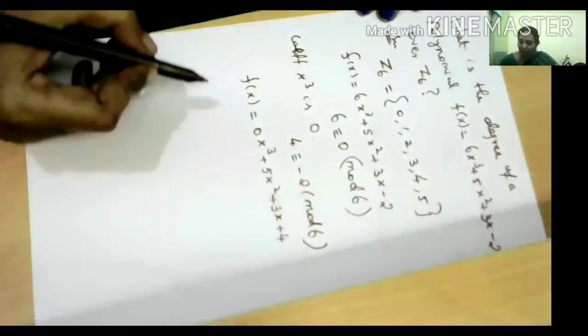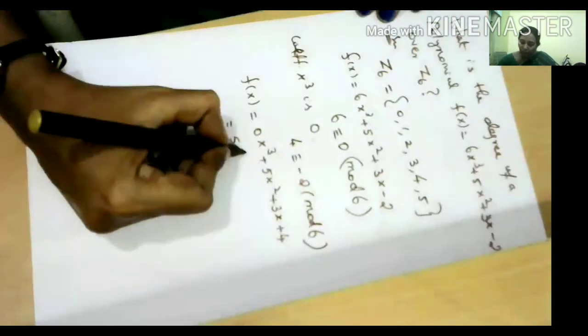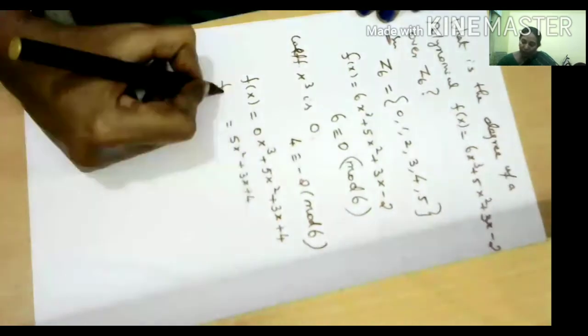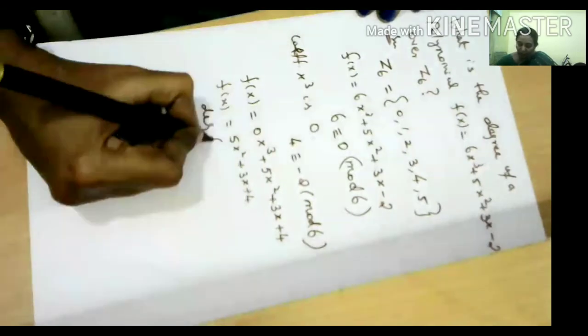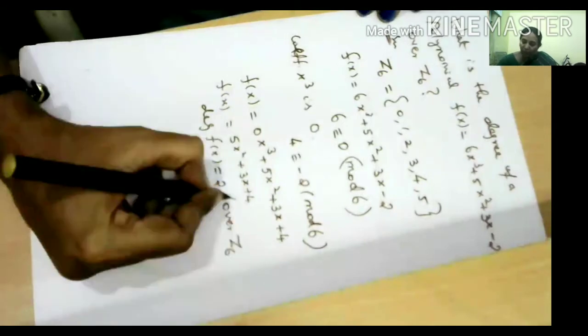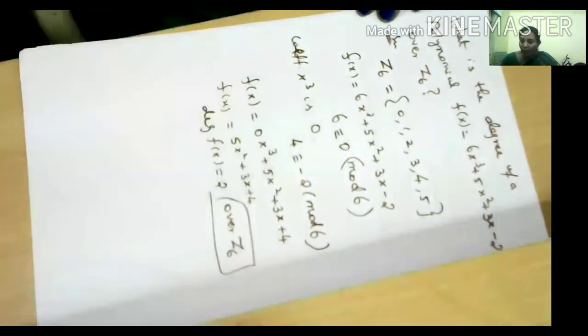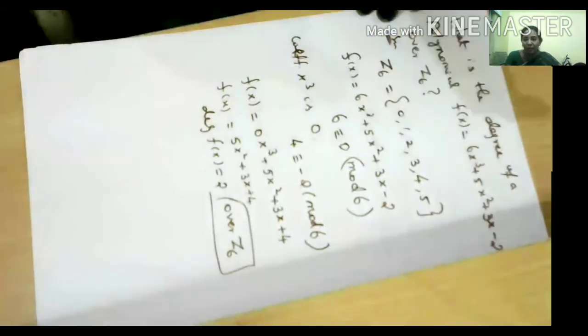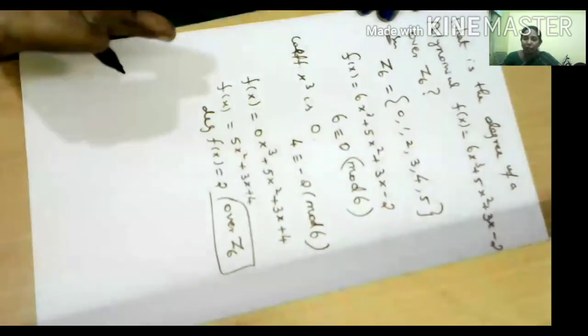Now check here: f of x is 5x squared plus 3x plus 4. What is the degree of this polynomial? The leading term is x squared, so definitely the degree is 2. So the degree of f of x is 2 over set 6. This is important. Over set 6 is important, otherwise you would immediately say the degree of the given polynomial is 3. So over set 6, the degree of this polynomial is only 2.